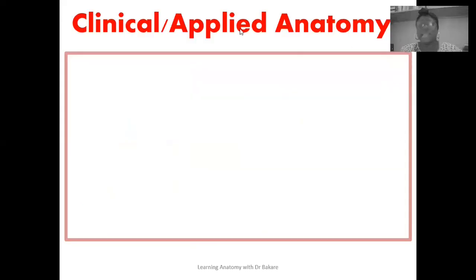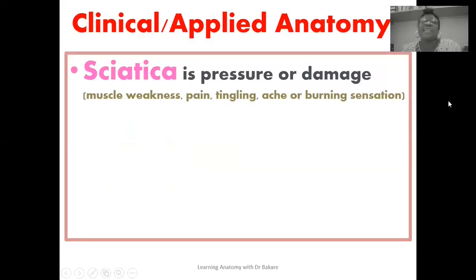So going to clinical and applied anatomy, we look at sciatica. Sciatica is a pressure or damage that occurs on the sciatic nerve. When this damage occurs, we know that the sciatic nerve is seen to supply different muscles around the lower limb and also provide sensory innervations to different regions also around the lower limb. So there's going to be the experience of weakness of muscle, there's going to be pain, there's going to be tingling, ache, and also burning sensation.